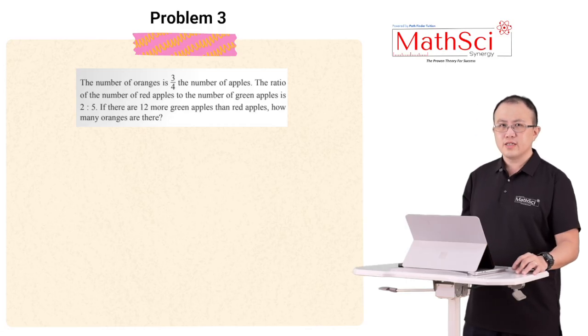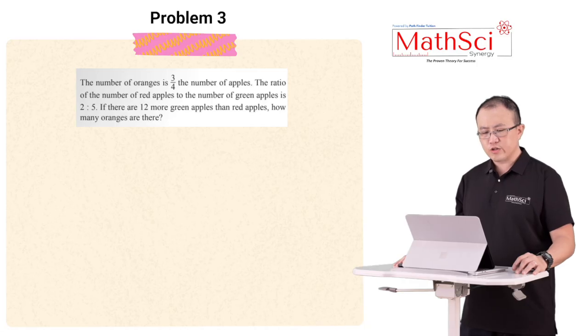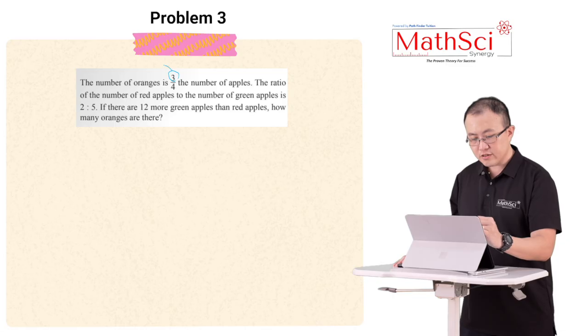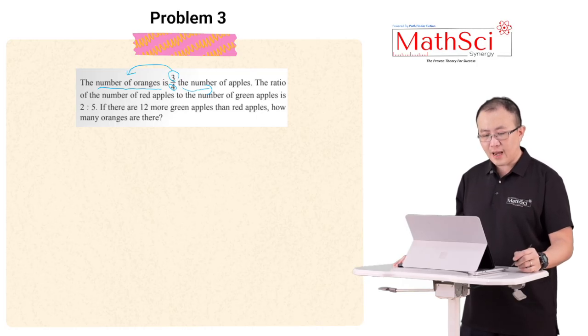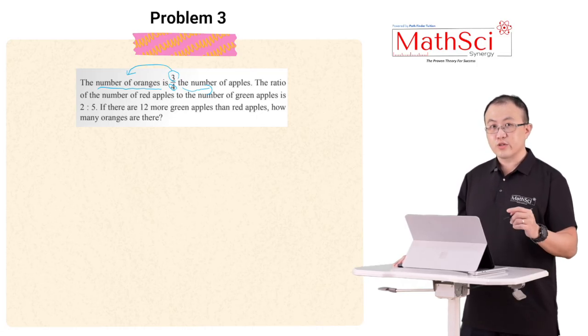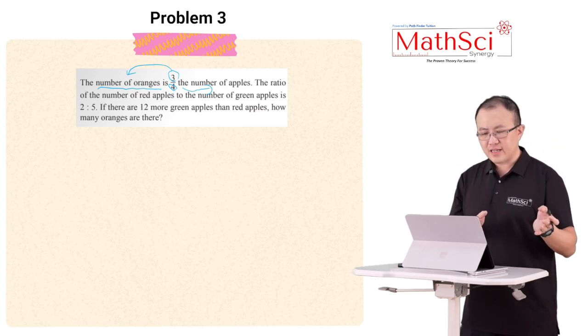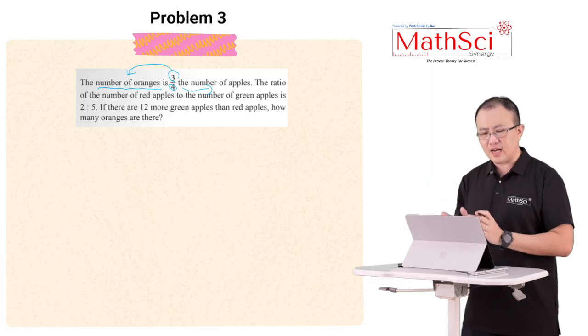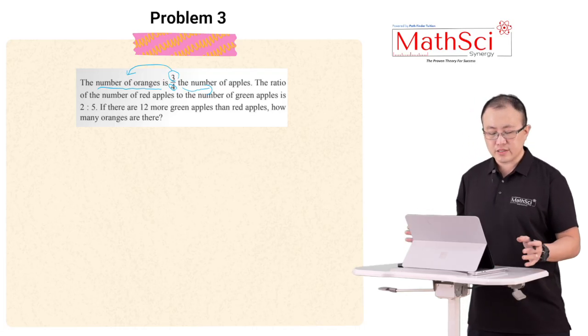Okay, question number 3. So this one has to do with ratio. So the number of oranges is 3/4 of the number of apples. So 3/4 means what? 3 units is referring to the quantity in front. 4 units is referring to the quantity behind. Then the ratio of the number of red apples to green apples is 2:5. So they first compare orange and apple. Then after that, they compare within the apples, there's a green one, there's the red one. Then if there are 12 more green apples than red apples, how many oranges are there?